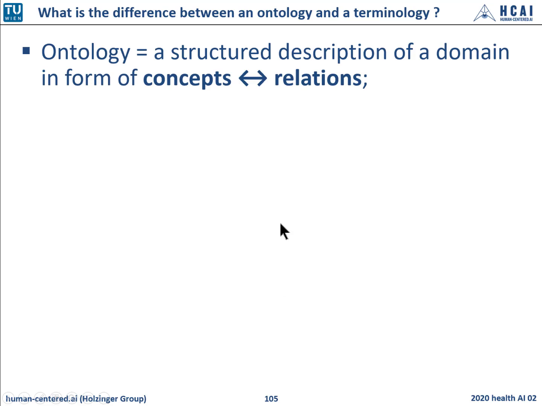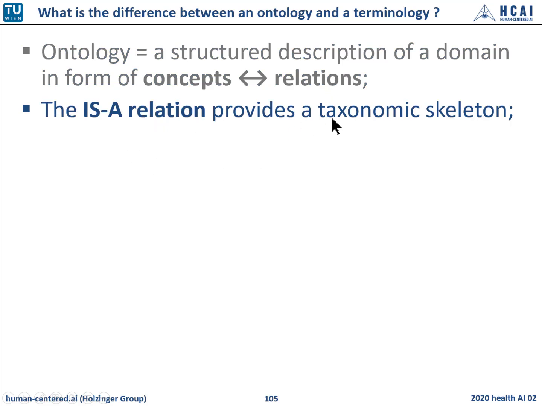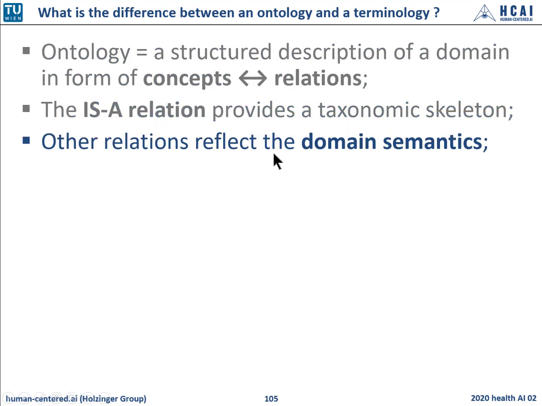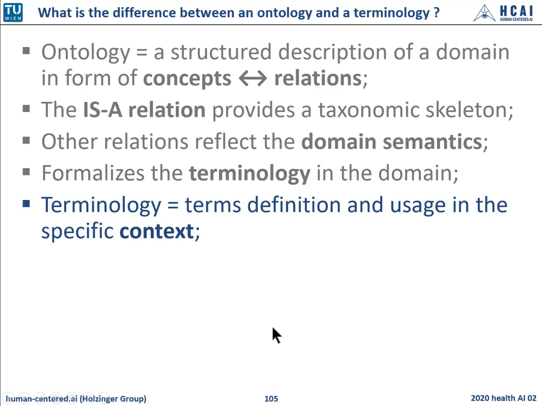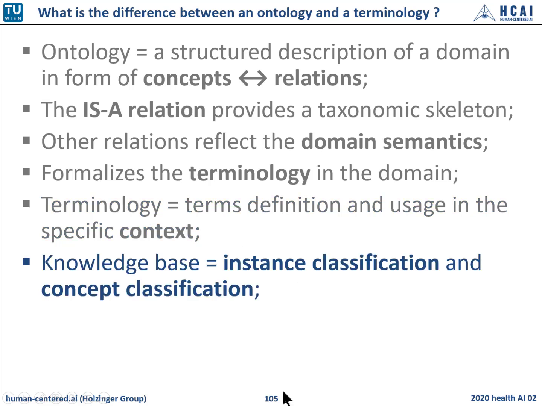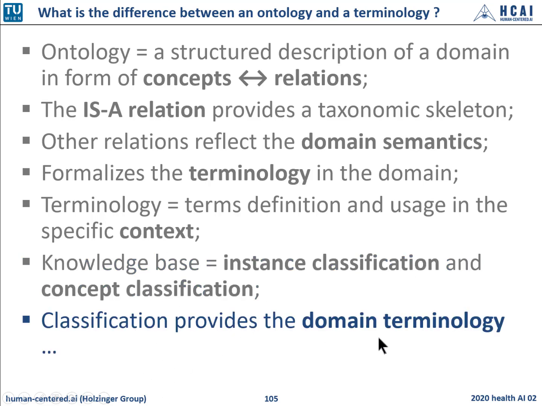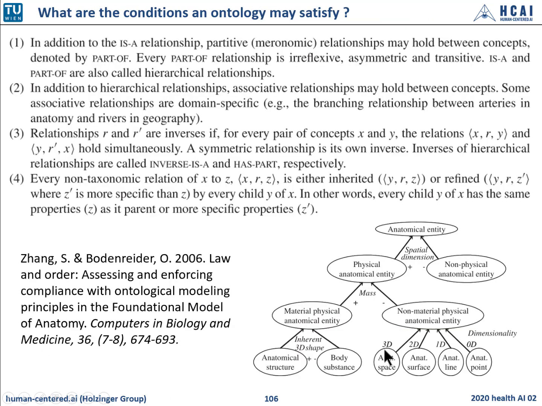Okay, so ontology, structured description of a domain in form of concepts and relations. The is-a relation provides a taxonomic skeleton, and other relations reflect the domain semantics. So these are the formalizations, the terminology in the domain, and terminology is defined as terms, definition, and usage in the specific context. And I have highlighted for you context here. So the knowledge base is then defined as an instance classification and the concept classification, and the classification provides the domain terminology.